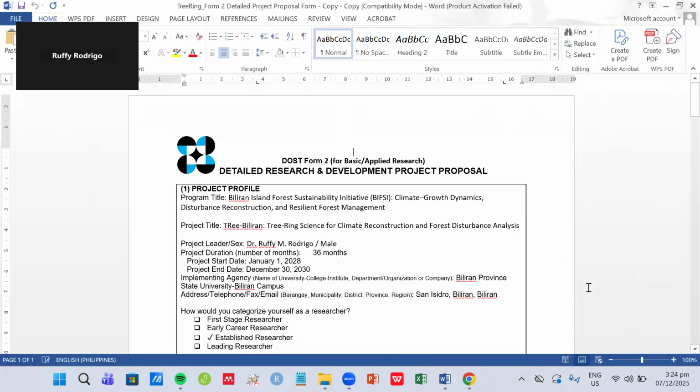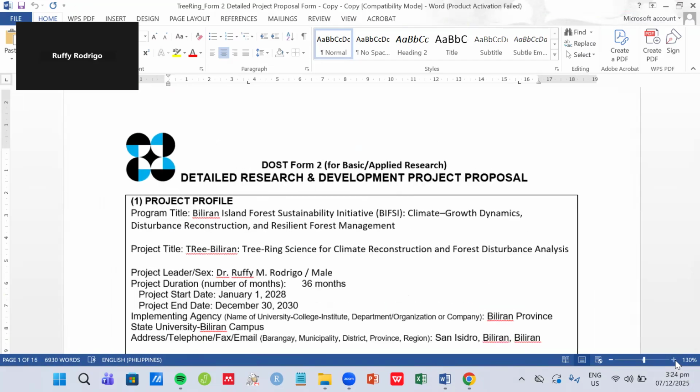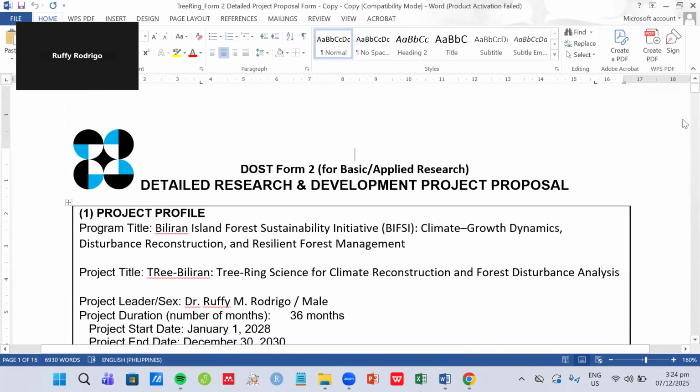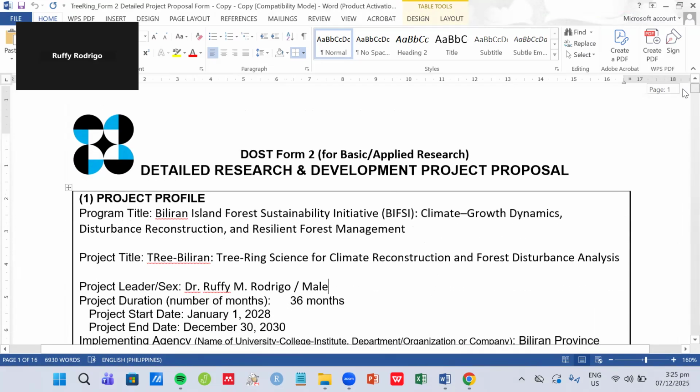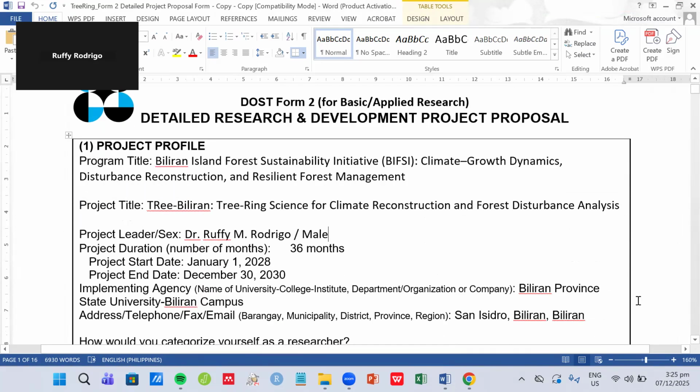At first it was a bit complicated, I would say. But if you really just sit down and try to fill in these forms, I think you can finish in a week. That depends on the literature review, so it will take time. Here is the project profile. You don't need a program title, but I did because I wanted to do this as a program and a little bit of project. The program title is Biliran Island Forest Sustainability Initiative: Climate Growth Dynamics, Disturbance Reconstructions, and Resource Management.